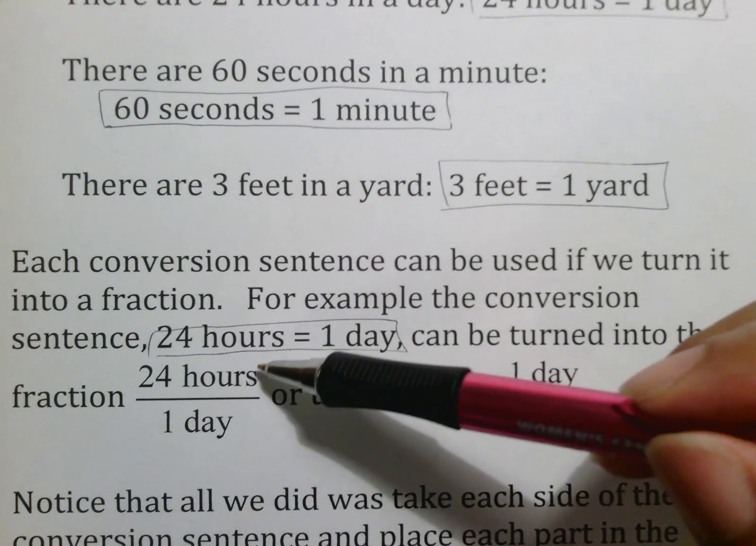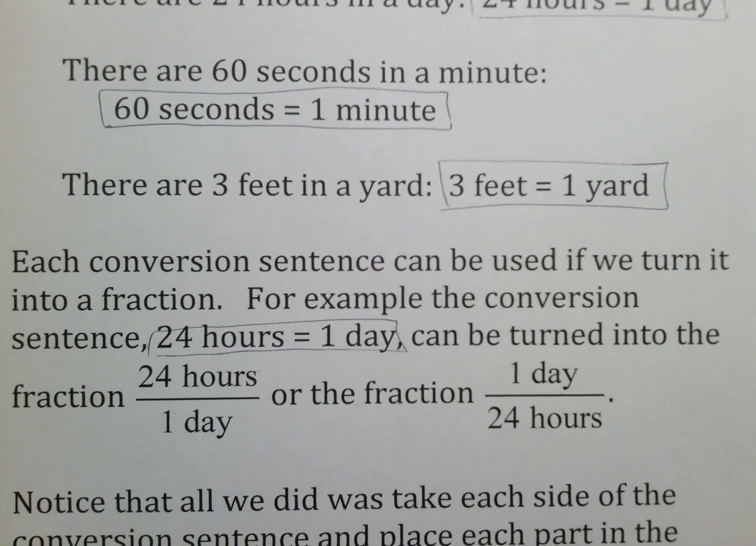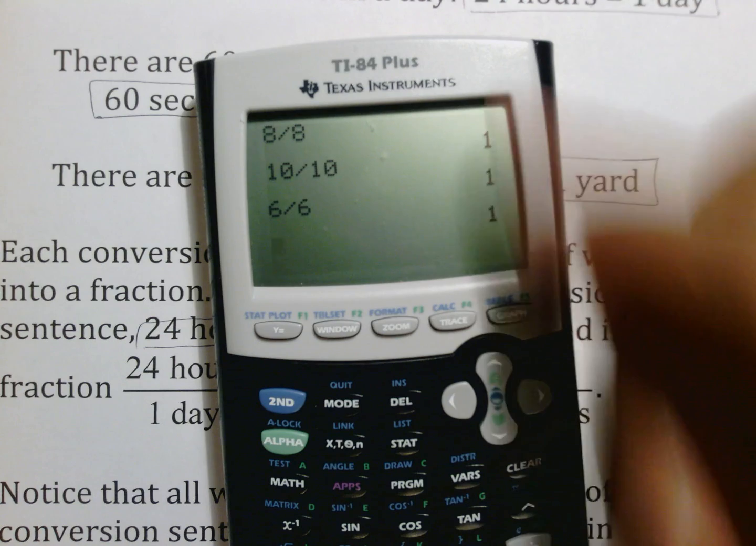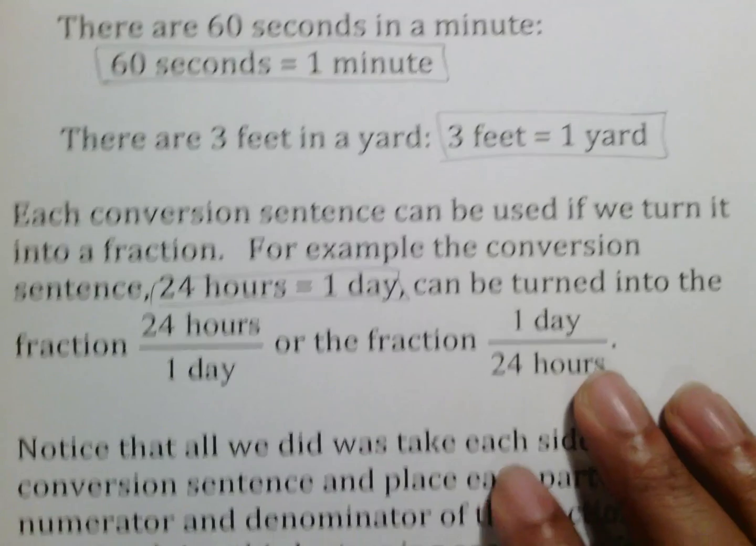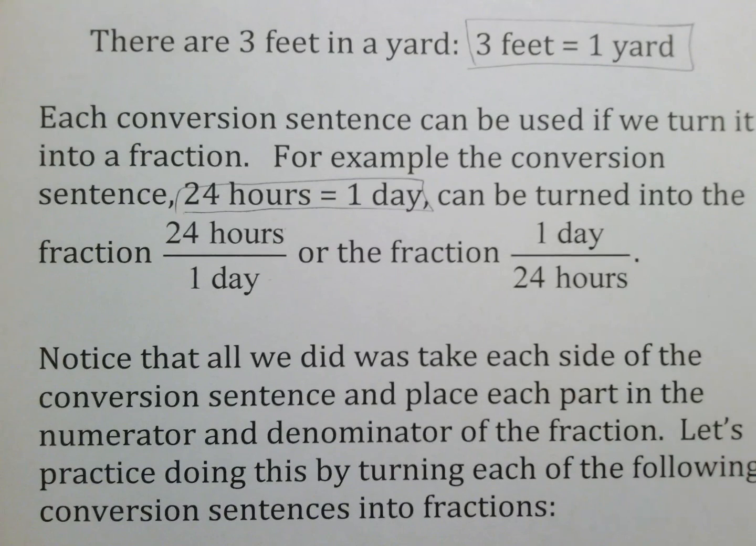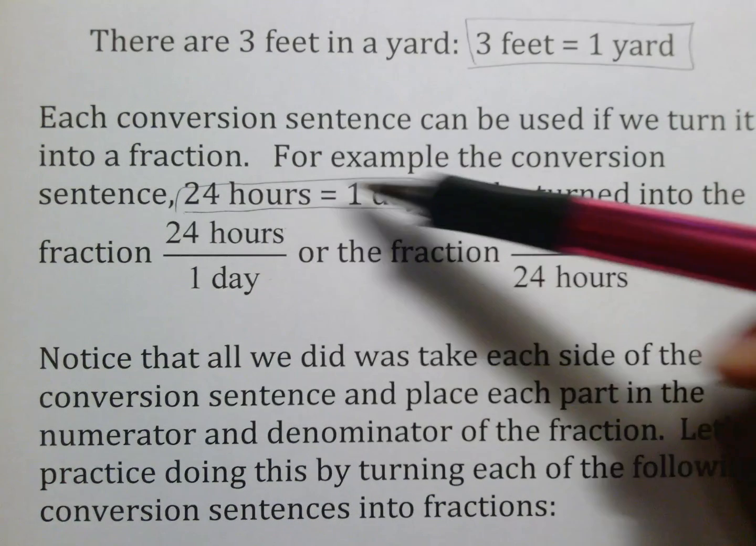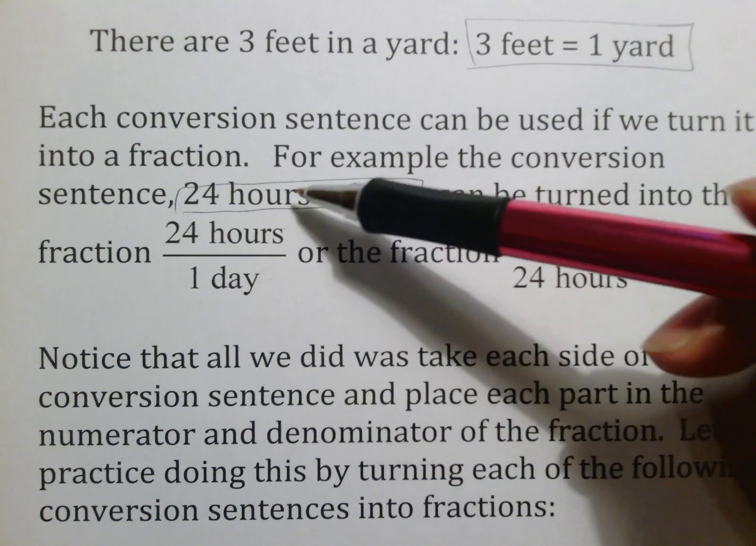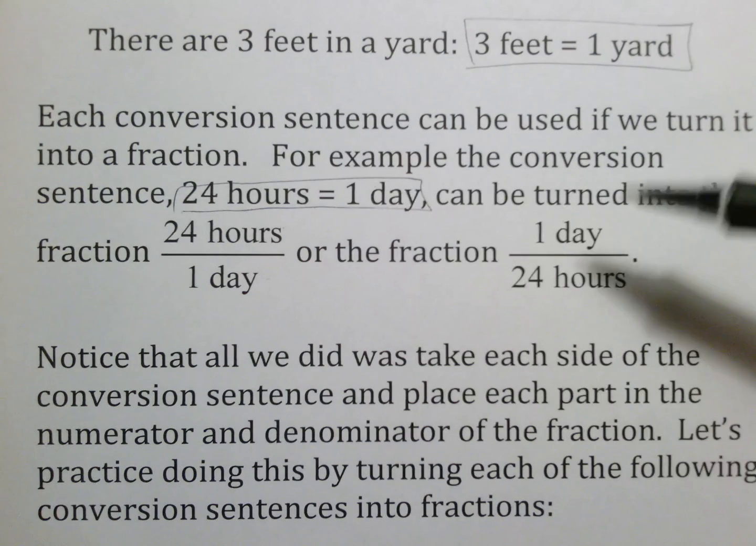Notice again that 24 hours is the same as 1 day. And what happens whenever you divide something by itself? If I divided 8 by itself, or 10 by itself, or 6 by itself, the answer is 1, which means that this fraction really just simply has a value of 1. But all we did was we took this sentence and we put one of them on the top, the other one on the bottom, then we put one on the bottom and the other one on the top.